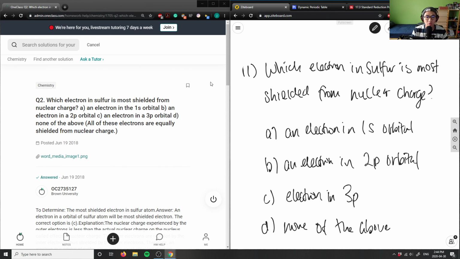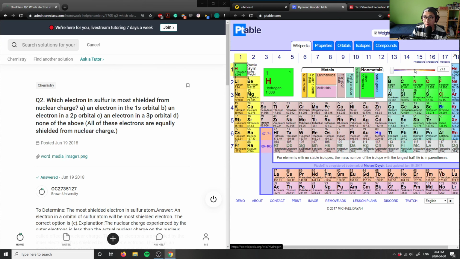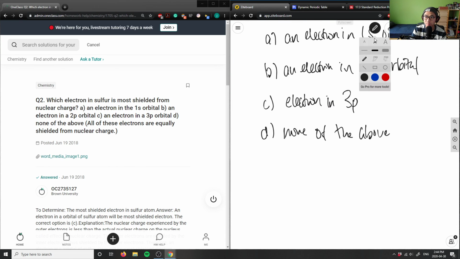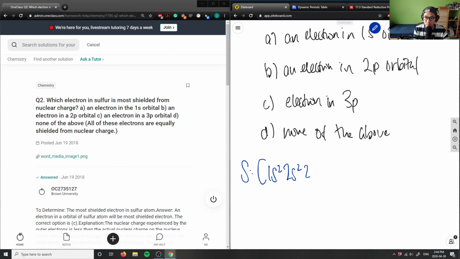Okay, so when we look at our electron configuration, let's draw this out, right? Sulfur is going to be 1s2, 2s2, 2p6, 3s2, and finally 3p4. So I have these here, and it says which electron in sulfur is the most shielded from nuclear charge, right?